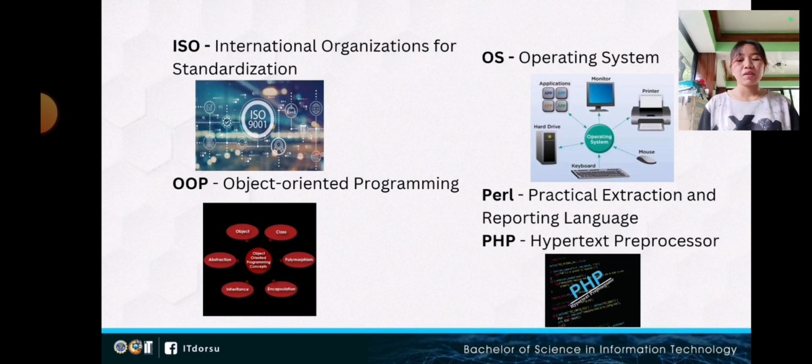PHP is a widely used open source scripting language. Also, PHP scripts are executed on the server. PHP is free to download and use, and it is commonly used for web servers. Okay.